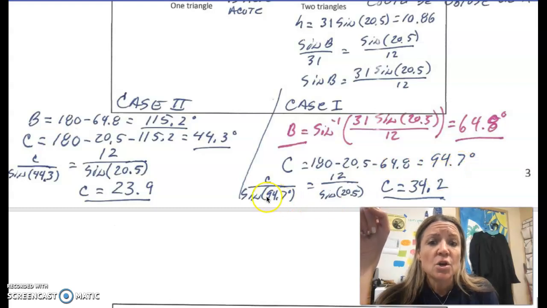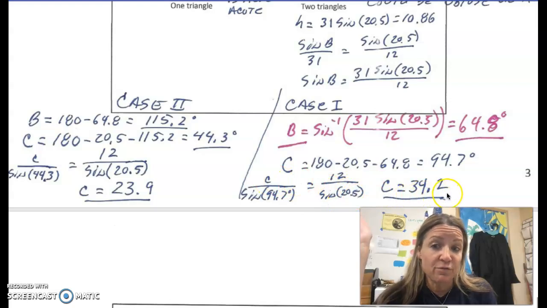Okay, so that means that side C, we want to see what that could possibly be. So C over the sine of 94.7 equals the 12 that we know over the sine of 20.5. Do the cross product. That means that C could be 34.2.